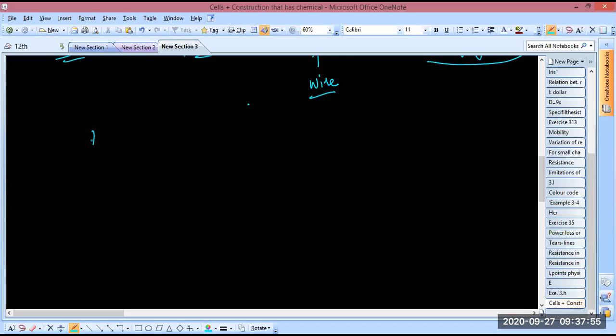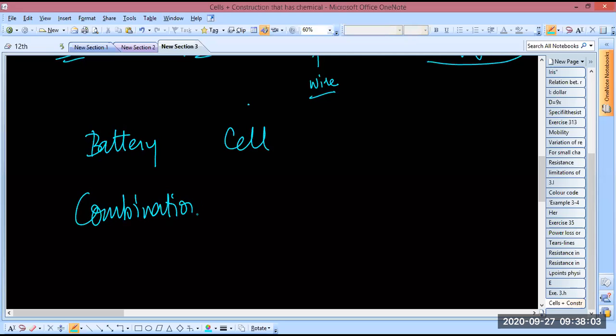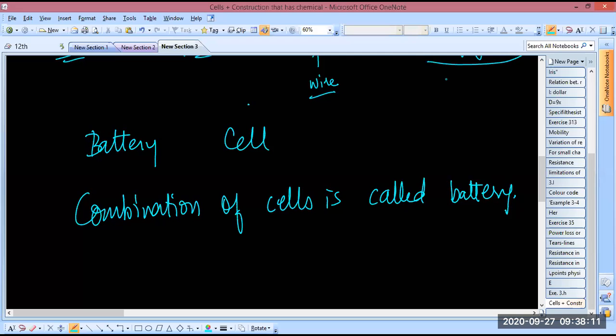So what is the difference between battery and a cell? Very simple. Combination of cells is called battery. That's the difference. Got it? Combination of cells is called battery.